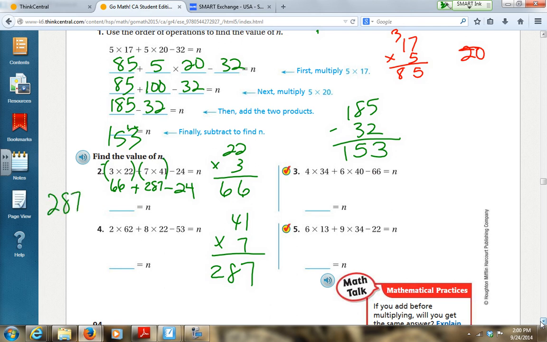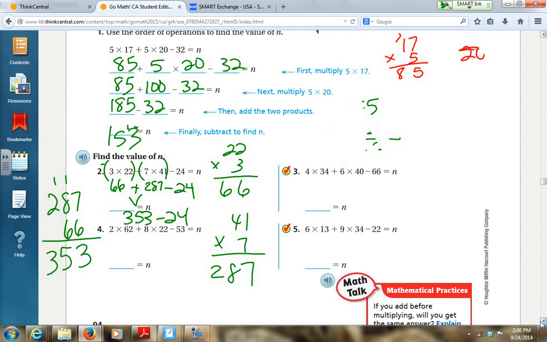So 287 plus 66. 7 plus 6 is? 13. Carry the 1. 8 plus 6 is? Plus 1. 15. Carry the 1. 2 plus 1 is? 3. Okay, so now I solve this. This is 353 minus 24. Now I got to solve and do what? So 353. Now I'm going to finish it.